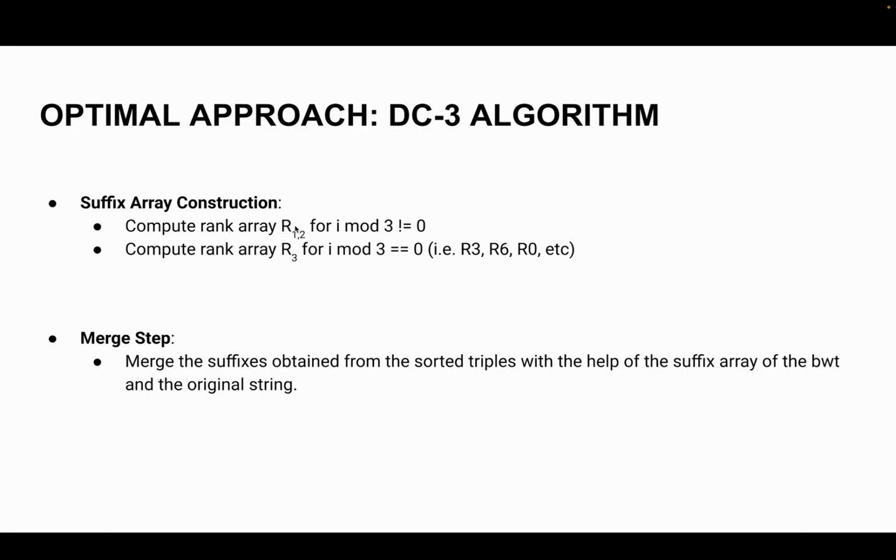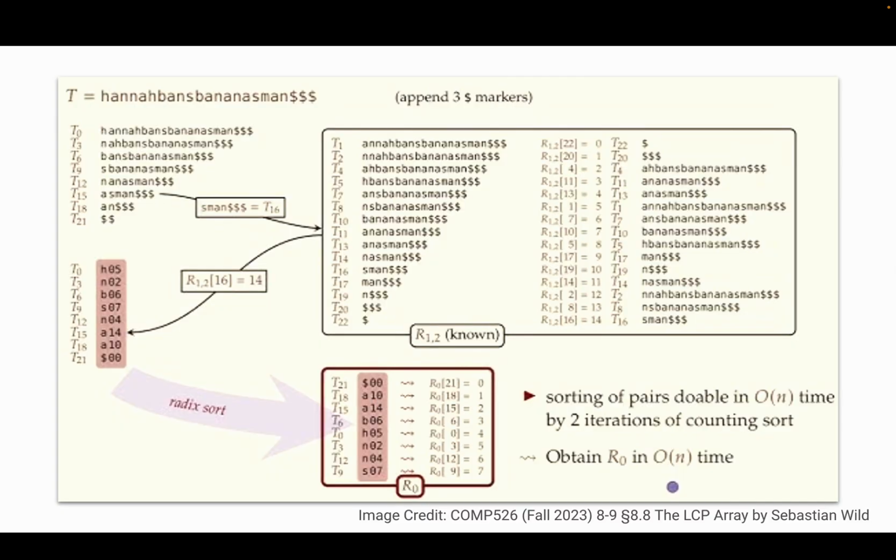Finally, when we find out all of these things, we merge them, and merging is done through the regular merging algorithm which we've seen before in merge sort. So now we're going to look at how DC3 works. As we've seen, T0, T1, and T2 come as the first triplet, then T3, T4, and T5 come as the second triplet. This is how we're going to check for every single combination.